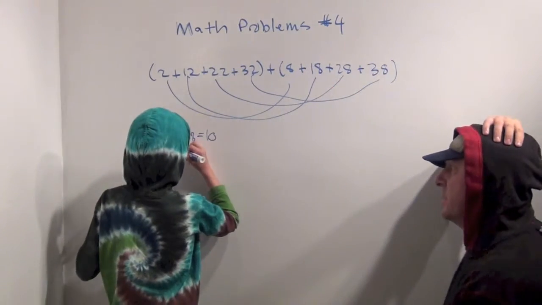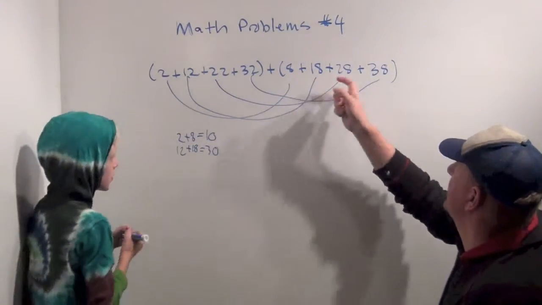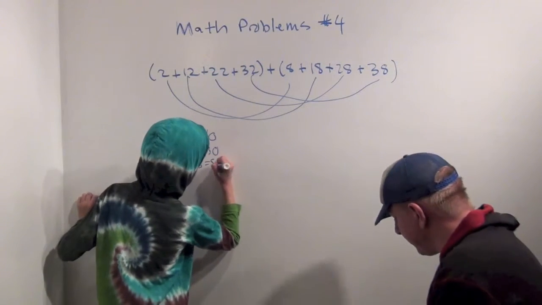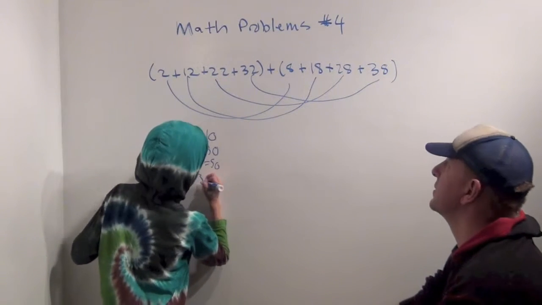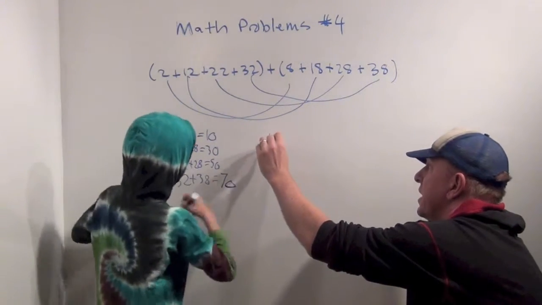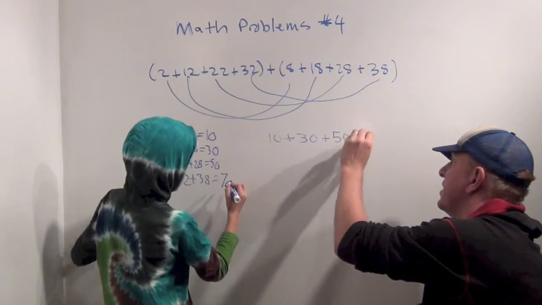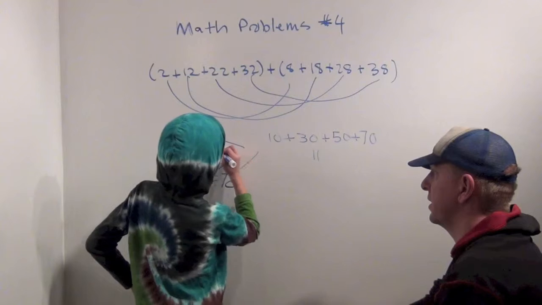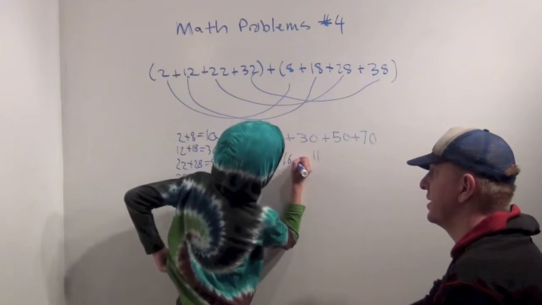What do you get from the 12 and the 18? 30. Okay, how about from the 22 and the 28? 50. And what about from the 32 and the 38? Then that's 70. Awesome. So then we just have to do 10 plus 30 plus 50 plus 70. And you said that was 160? Yeah, but I added them up into 80s. Oh, first you added them up into 80s. Okay. Then you get 160.